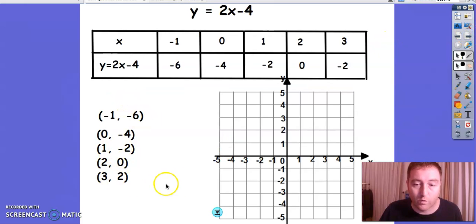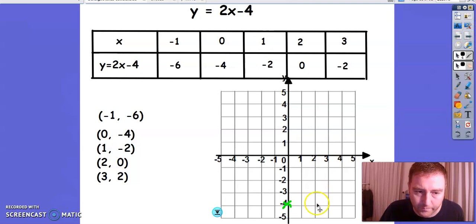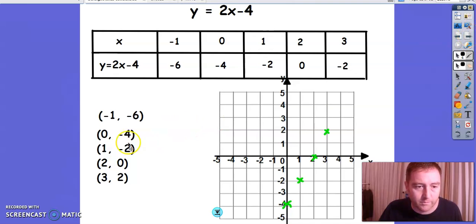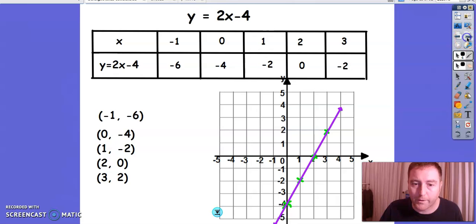Once we have those coordinates, we can plot them on a graph. Let's plot them. (-1, -6), along the corridor -1, downstairs -6. That's off the bottom of the graph, down there somewhere. (0, -4), along 0, down 4, there it is. And we'll plot the next ones. (1, -2), along 1, down 2. (2, 0), along 2, up 0. (3, 2), along 3, up 2. Join them up, and that is the line y equals 2x minus 4. So that is plotting straight lines.